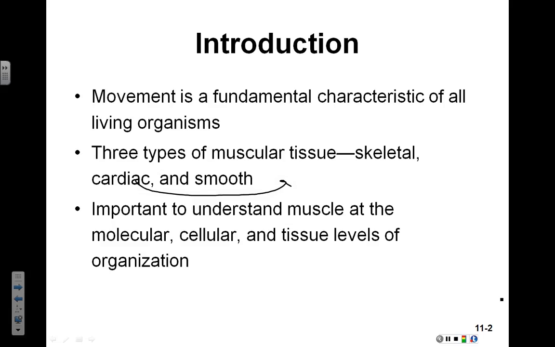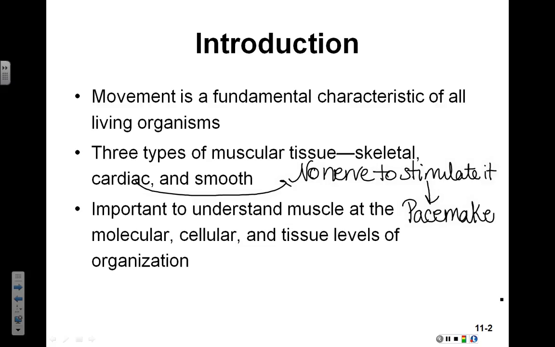Cardiac muscle does not need nerves to stimulate it. Our heart muscle, which is cardiac muscle that we're talking about here, does not need a nerve to stimulate it because it has a built-in pacemaker.